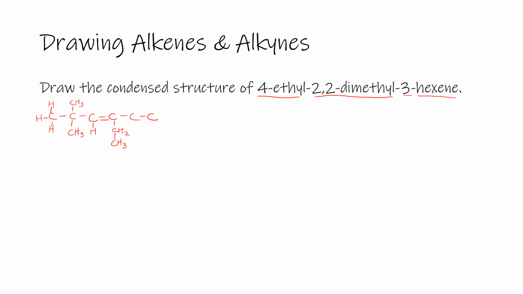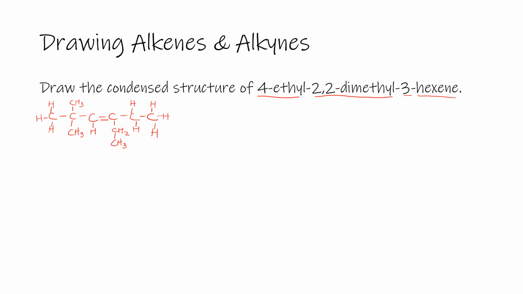Carbon number 4 has already 4 bonds, 2 for the double bond, 1 to the other carbon, and then 1 to the substituent. So we're not adding any hydrogens to that. Carbon number 5 needs 2 hydrogens. I'll draw 1 up, 1 down, and then the last carbon needs 3 hydrogens. Okay, now based on that, let's draw the condensed.